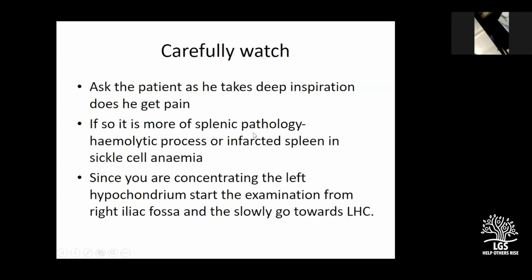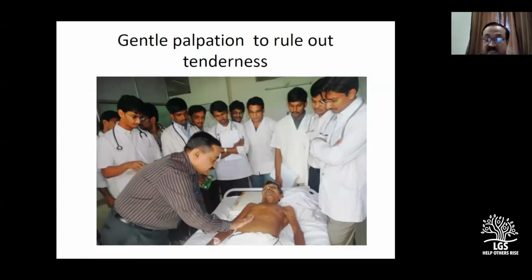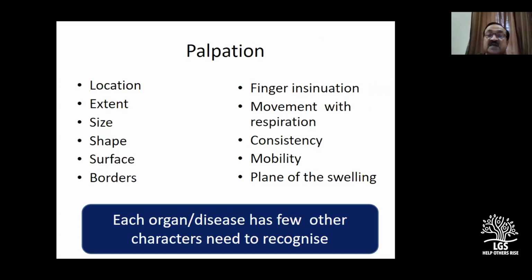So if it is spleen, is there any infarction? All of you know sickle cell anemia, hemolytic process, hemolytic crisis can take place, some infarction can take place, so they can have perisplenitis causing pain. So you should know how to explain your findings. This could be perisplenitis causing pain. Right. You are concentrating on the left hypochondrium. Start examination from the right iliac fossa, because all of you know that spleen enlarges generally towards the right iliac fossa. So you start examining from the right iliac fossa and go towards the left iliac fossa.